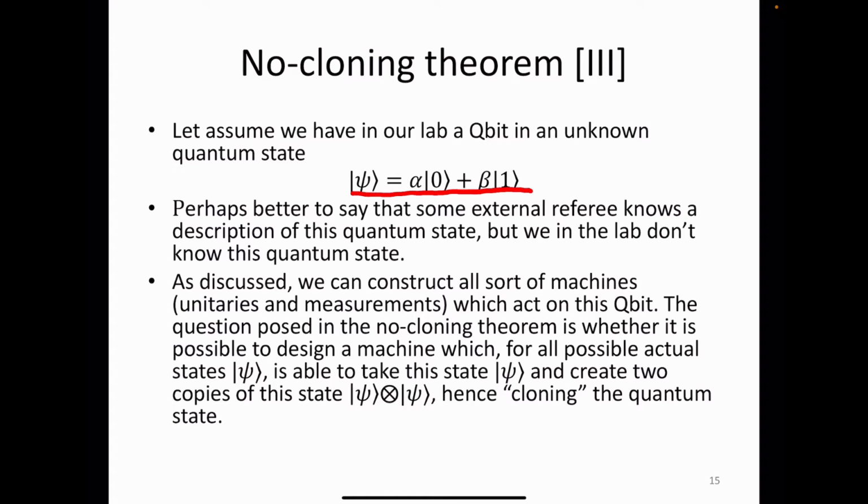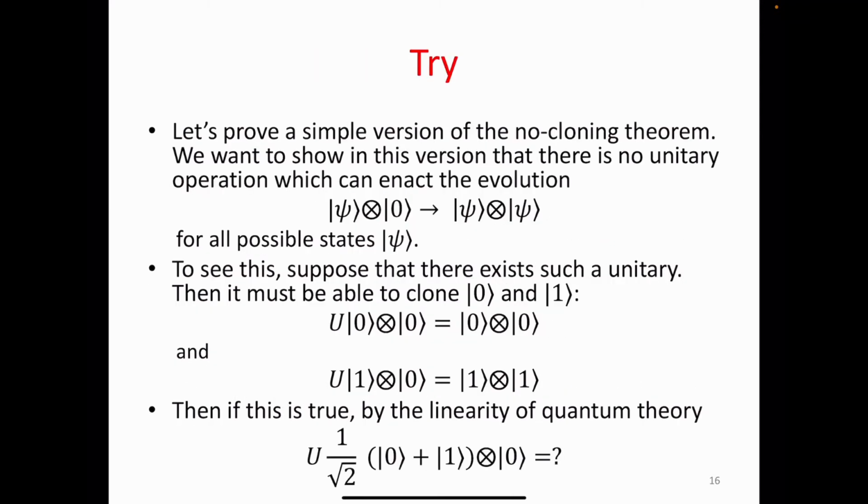states psi, meaning all possible probability amplitudes that we see here, is it possible that we construct a unitary that allows us to copy this state, in something that looks like that? So hence cloning the state, so create a copy of this state in another qubit. Is that possible? So let's check.